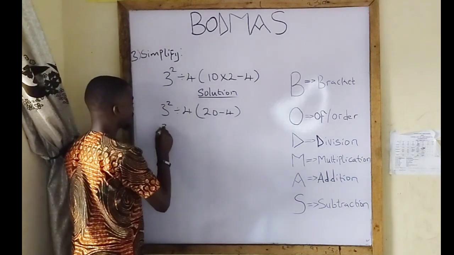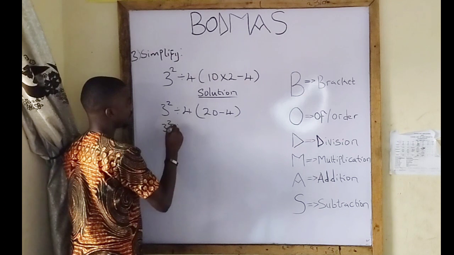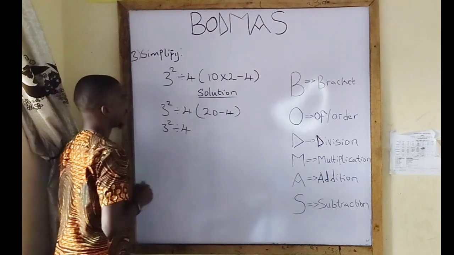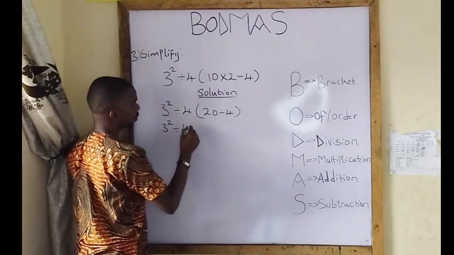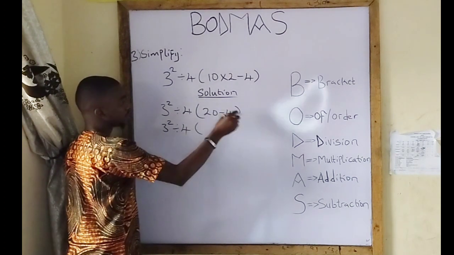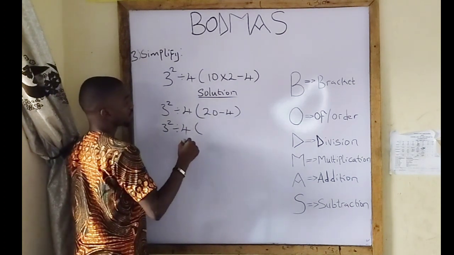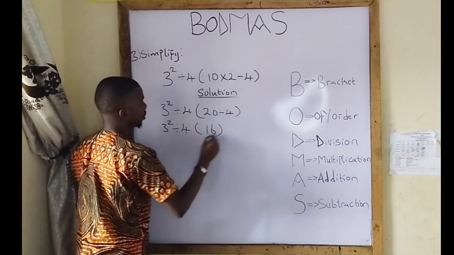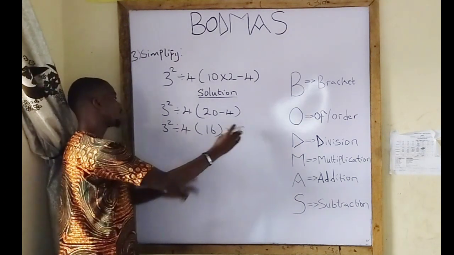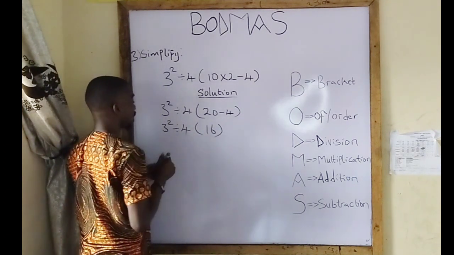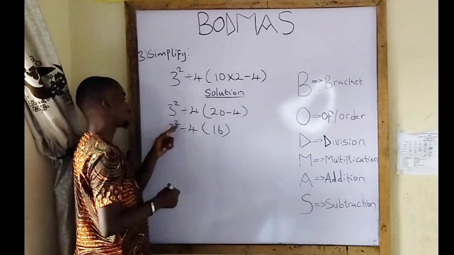So we have 3 raised to the power of 2 divided by 4, bracket open, 20 minus 4 will give us 16, bracket close. We are done with what is inside the bracket. Now we look outside. Now we have 3 raised to the power of 2.